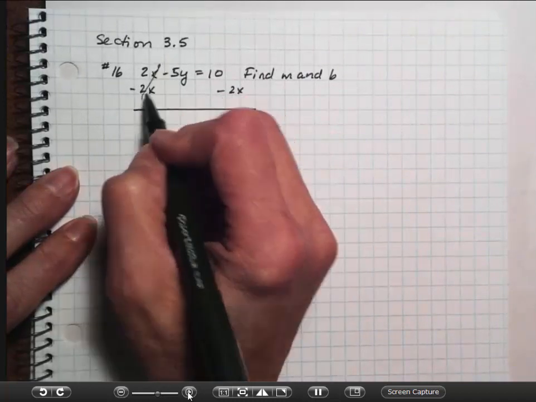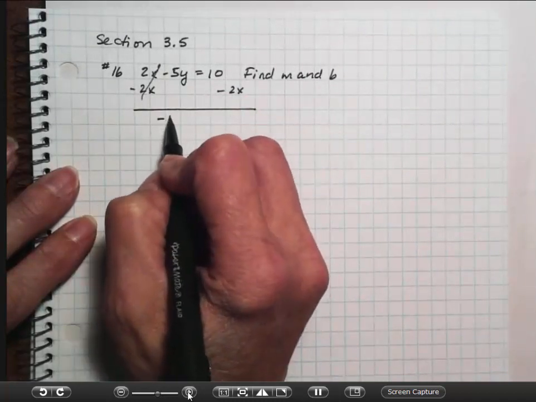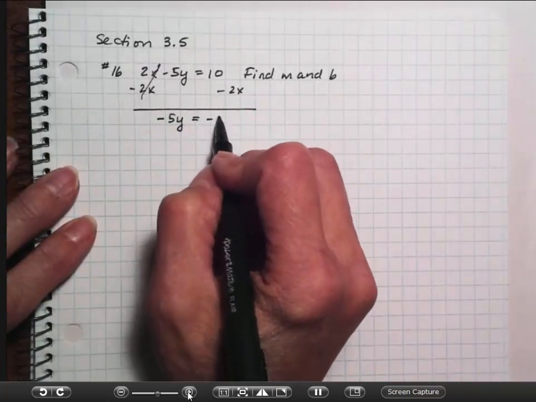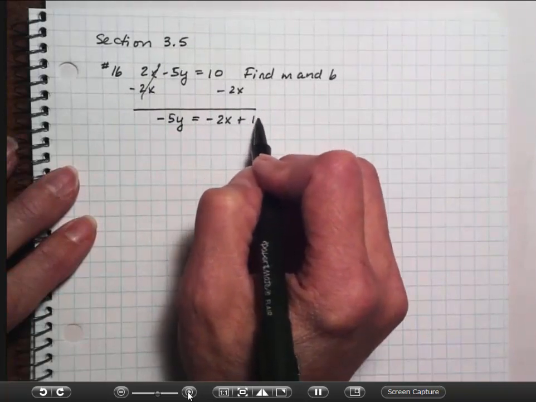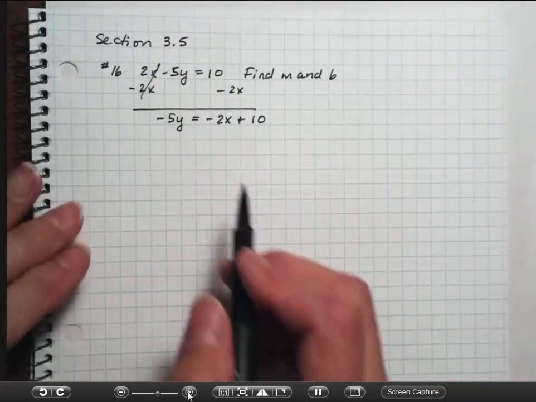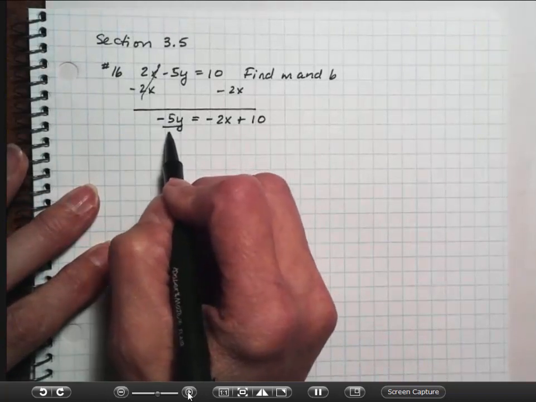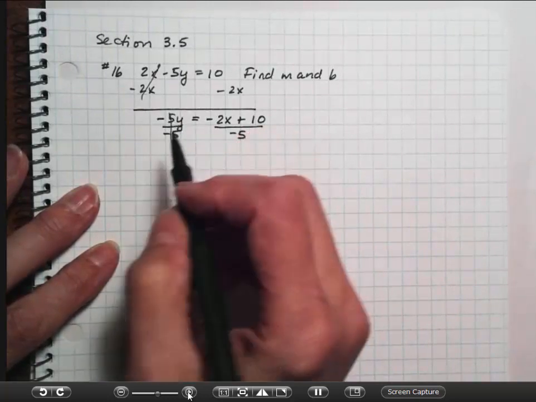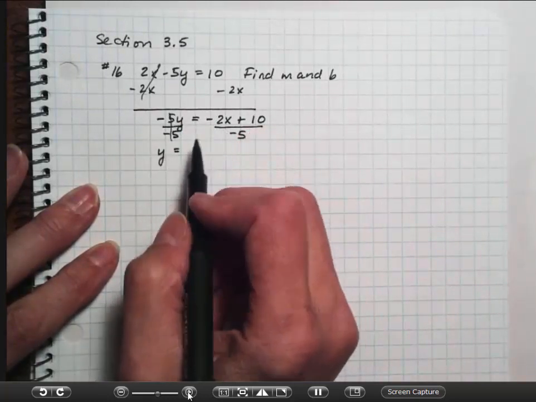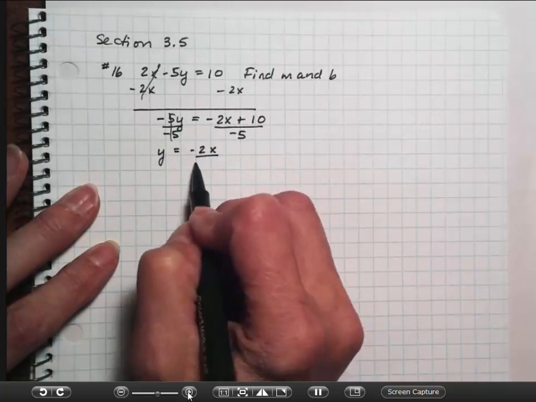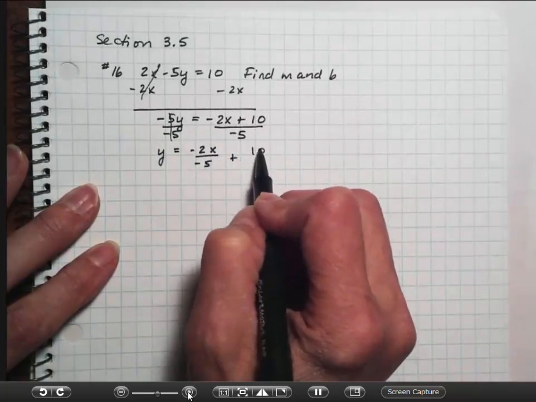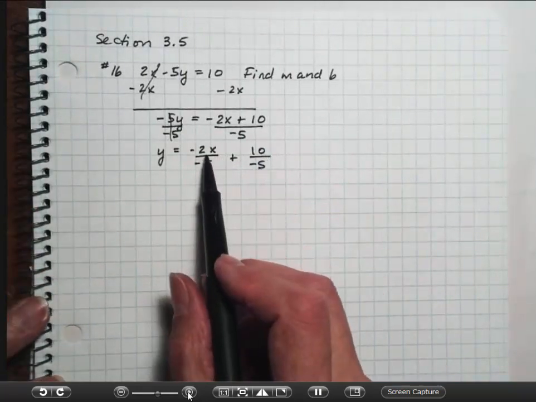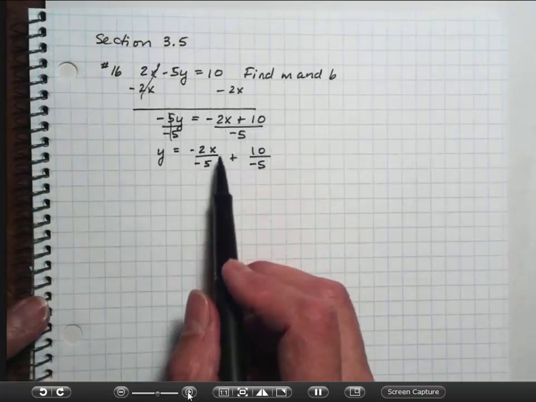The left side, the 2x's cancel out. We're left over with negative 5y equals, and I'm going to rewrite this with my x term first, negative 2x plus 10. I'm then going to solve for y by dividing both sides by negative 5. On the left side, we end up with y. On the right side, we end up with negative 2x over negative 5 plus 10 over negative 5. Now I've separated the two numerators to make sure that I divide each of them, both the negative 2 and the 10, by negative 5.